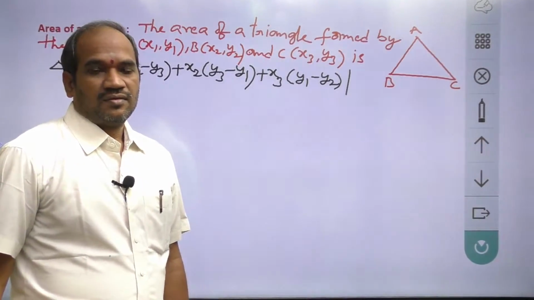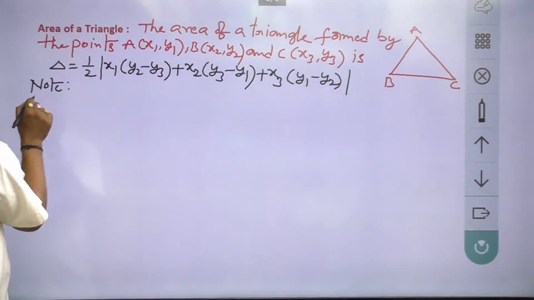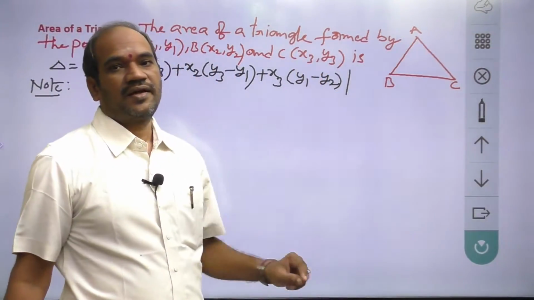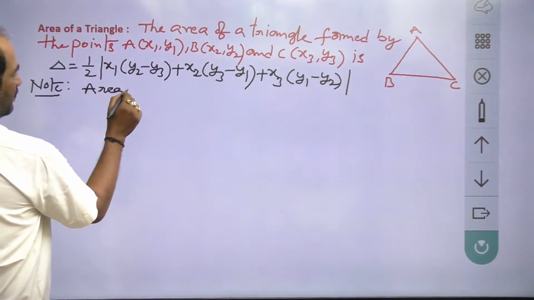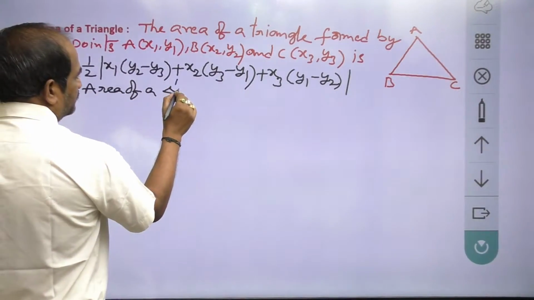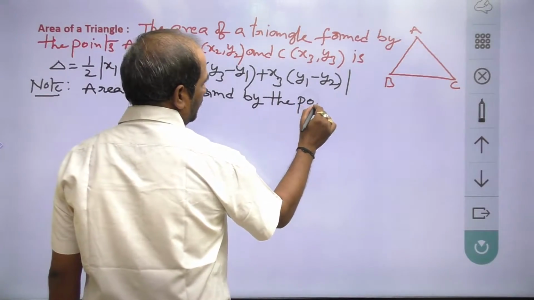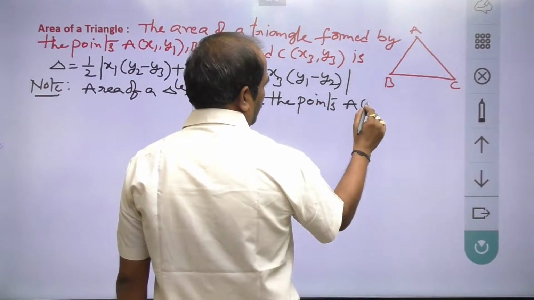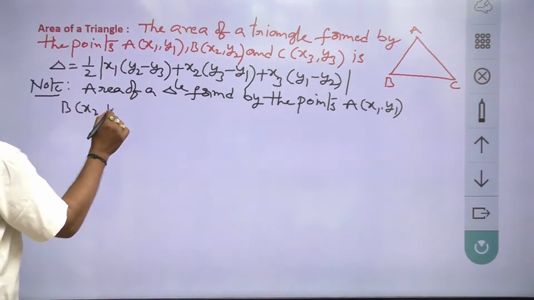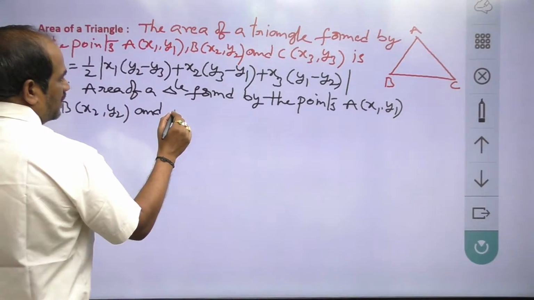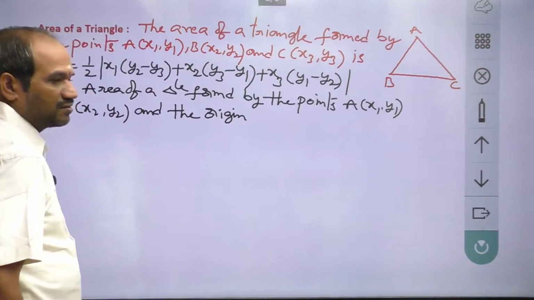Next, a note. First one: the area of the triangle formed by 3 points where one point is the origin. The area of a triangle formed by the points A (x1, y1), next B (x2, y2), and the origin. Origin means (0, 0).